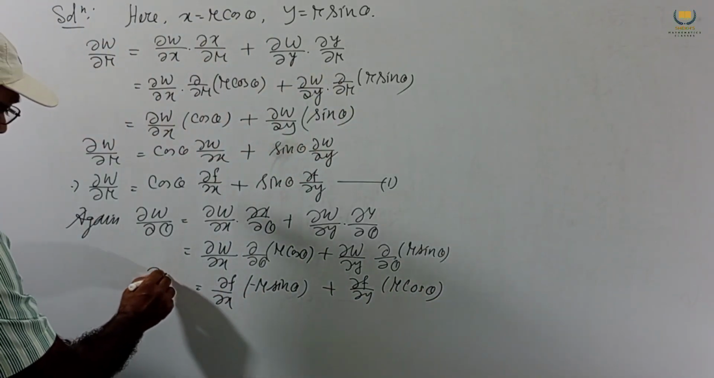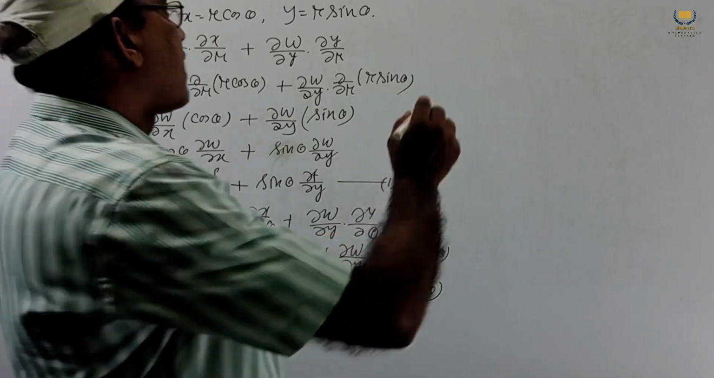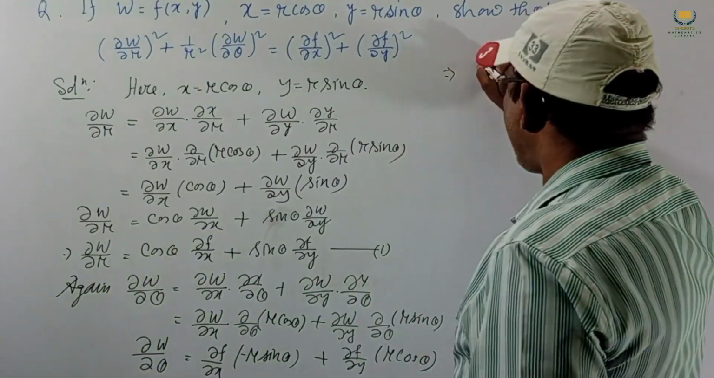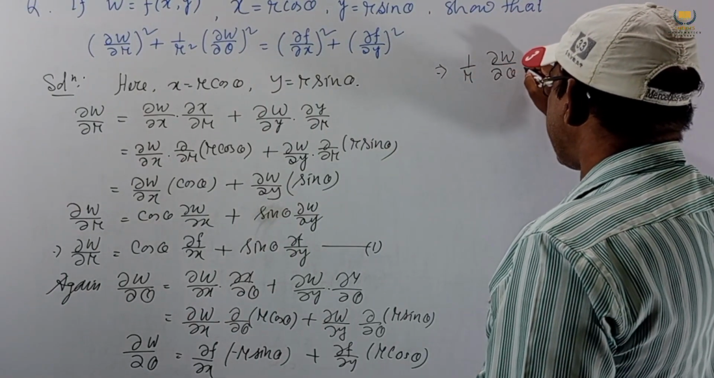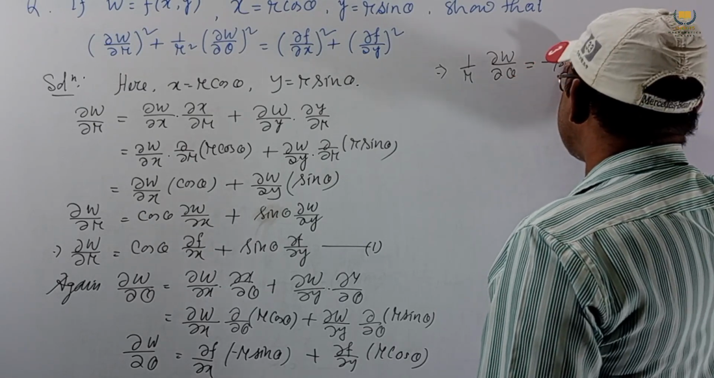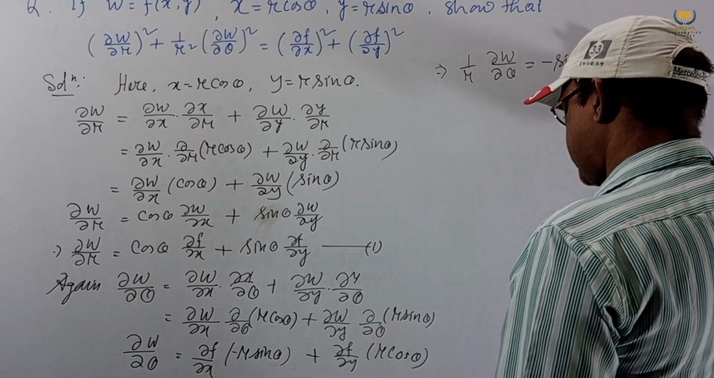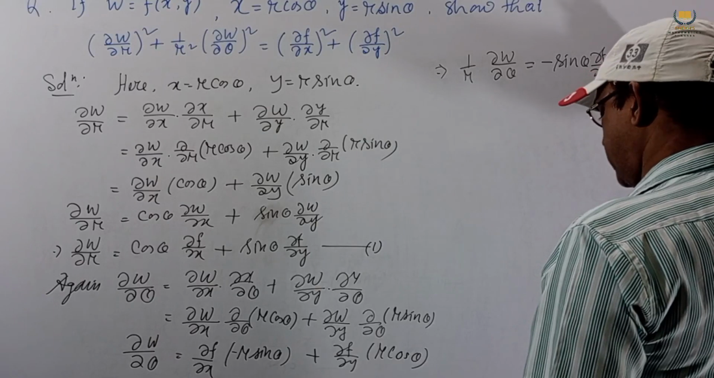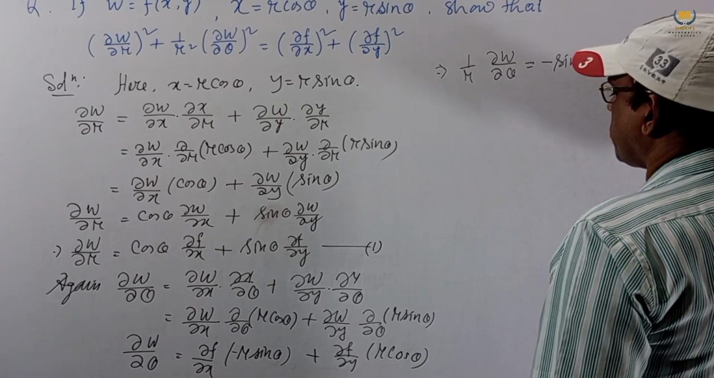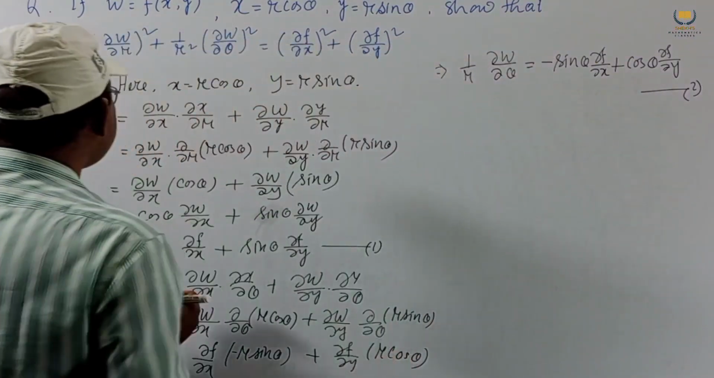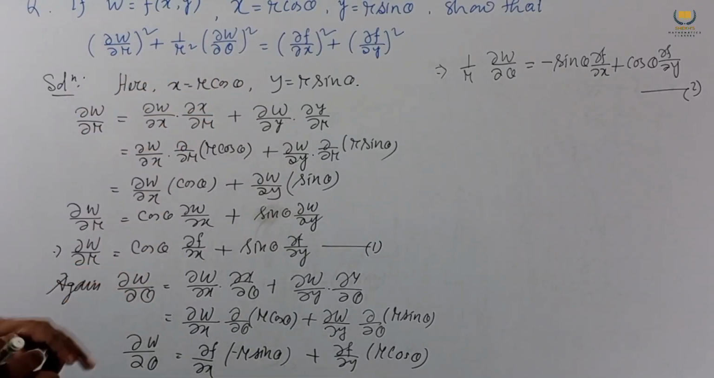This is ∂w/∂θ. We divide both sides by r. This implies (1/r) ∂w/∂θ = −sin θ ∂f/∂x + cos θ ∂f/∂y. This is number 2 we consider. But in our answer (∂w/∂r) whole square is given, so squaring these two and adding.